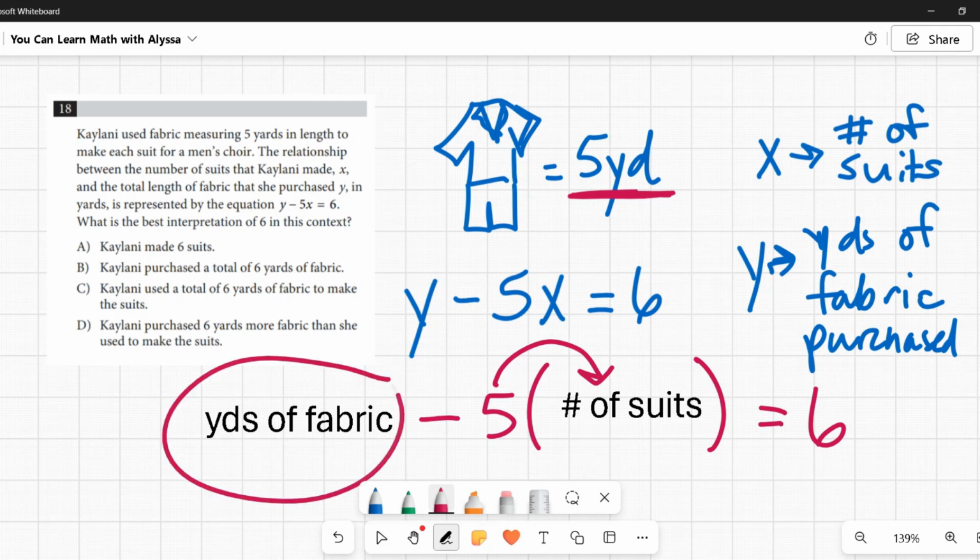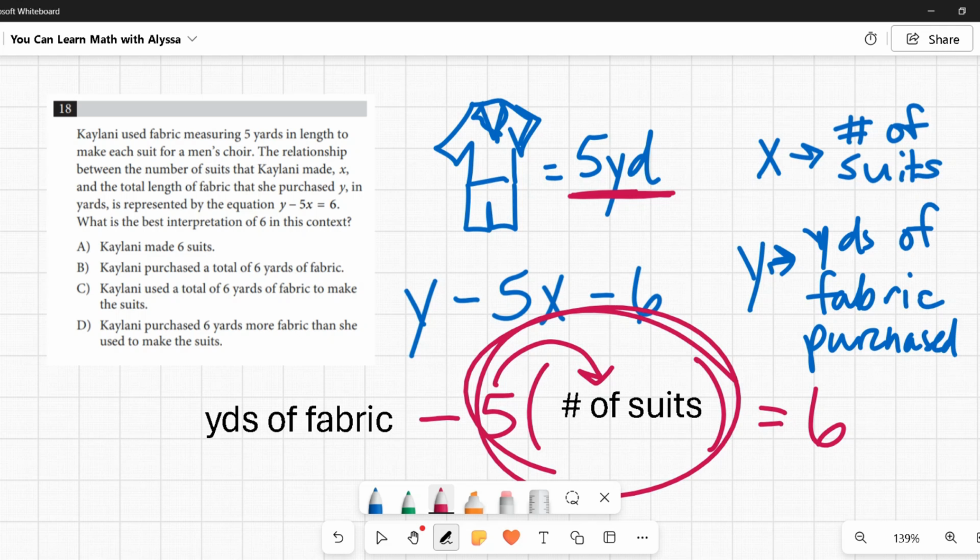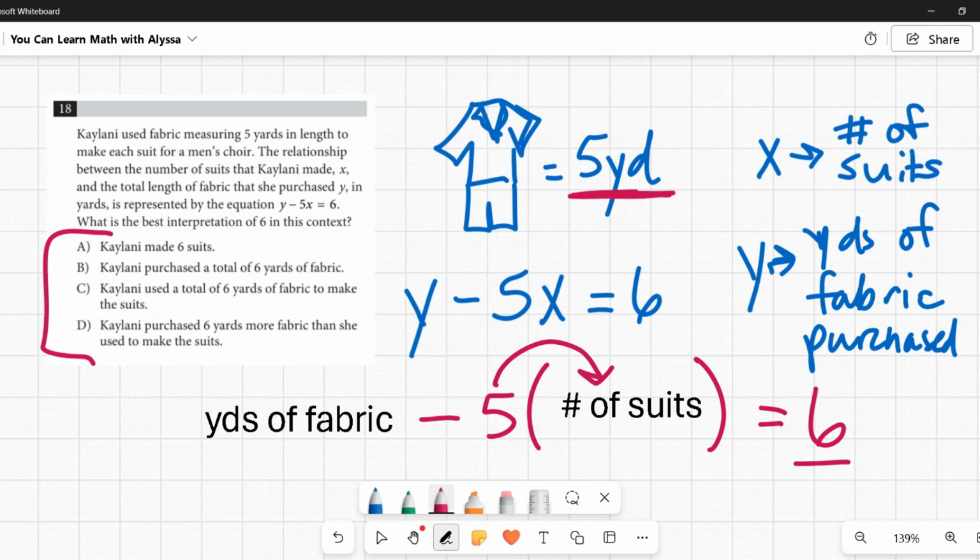So if we have the original number of yards that she bought minus the number of yards she used, then what is 6? 6 is how many yards she has left. So let's look at our choices and see which best matches what we've determined. That 6 means the number of yards she has left, because she has the yards of fabric she bought minus the yards of fabric she used. 6 would be the yards of fabric she has left.